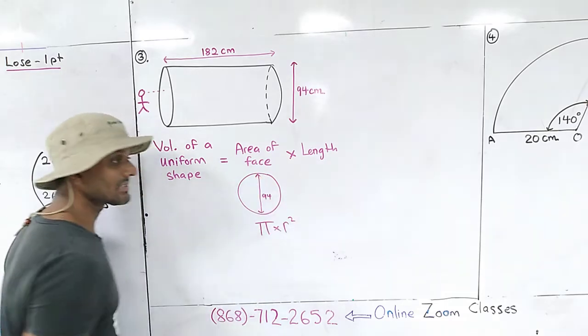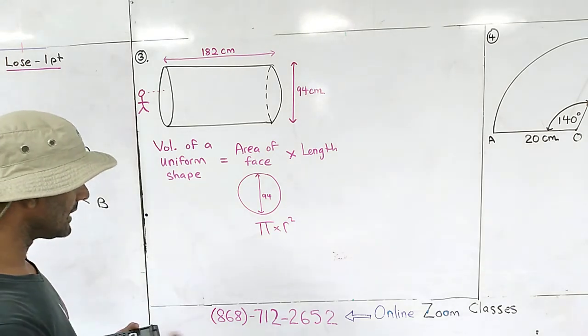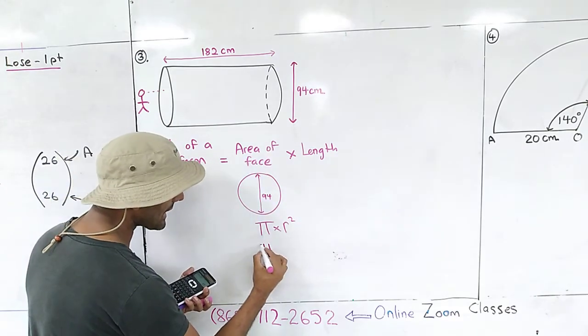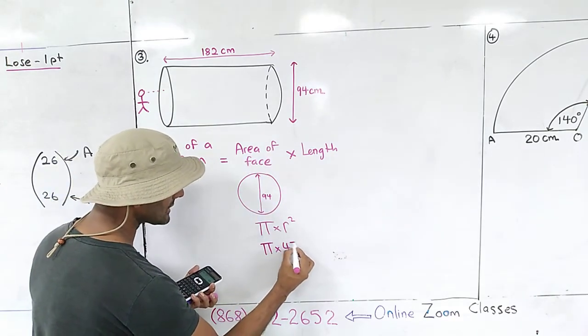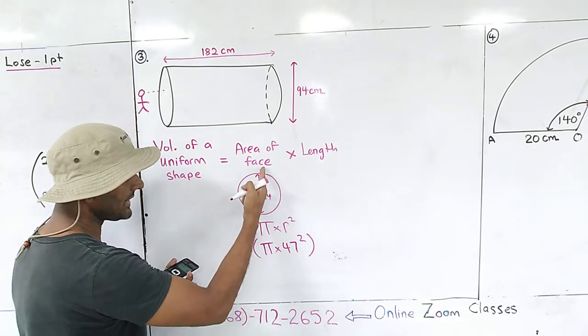The radius, remember when we did it across, is half what? The diameter. Where did I put my calculator? So we need to find half of 94. 94 divided by 2 is 47. So to find the area of the face is pi multiplied by 47 squared. So that's just the area of the face.